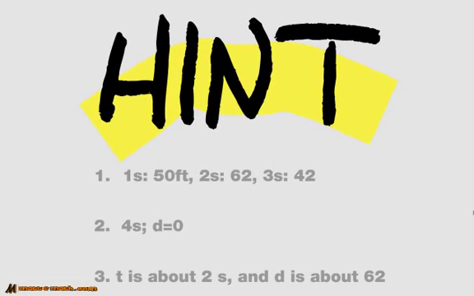All right, well, here are your hints. After 1 second, it's about 50 feet, 2 seconds, 62, 3 seconds, 42, and that's pretty much it. At 4 seconds, your distance is going to be 0 because it's hit the ground. And your time is about 2 seconds when it's right in the middle there, and your distance is about 62, just like we found earlier.